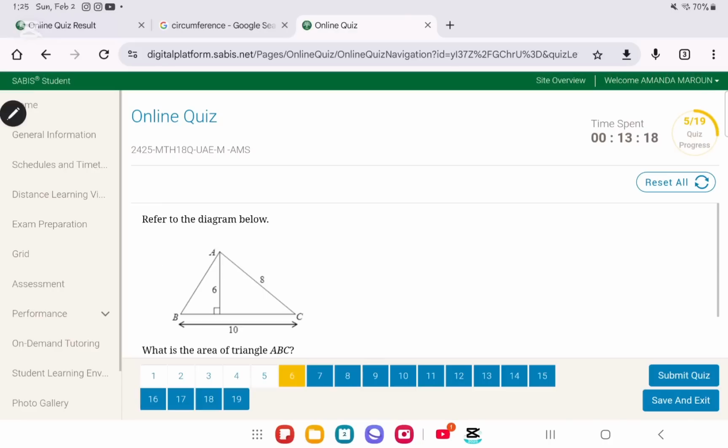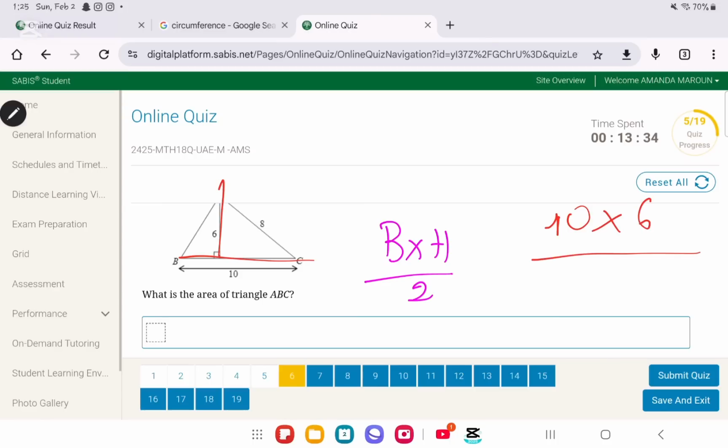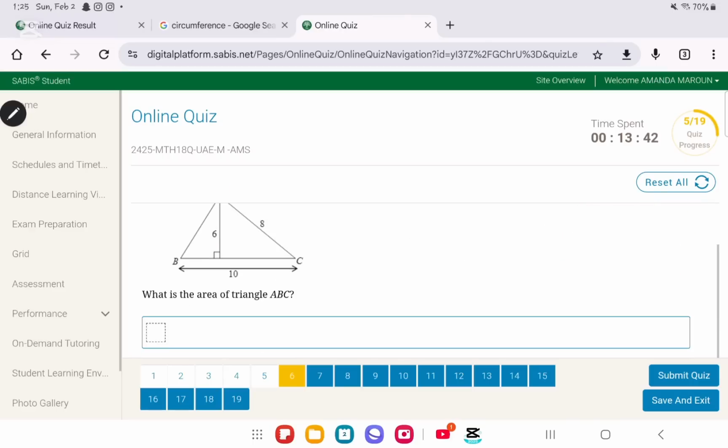Moving on to question number 6, they need the area of the triangle. We know that the area of any triangle is base times height over 2, or 1 over 2 times base times height. The base in this case is gonna be 10, okay? The height in this case is gonna be 6, okay? Divided by 2. So 10 times 6 divided by 2, that's 60 divided by 2, which is 30, okay?